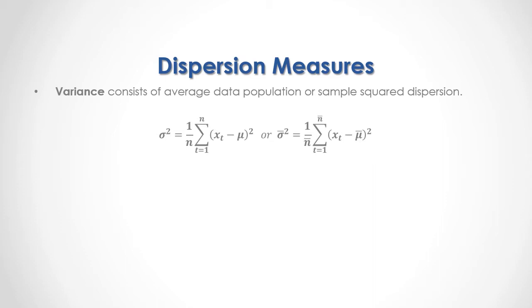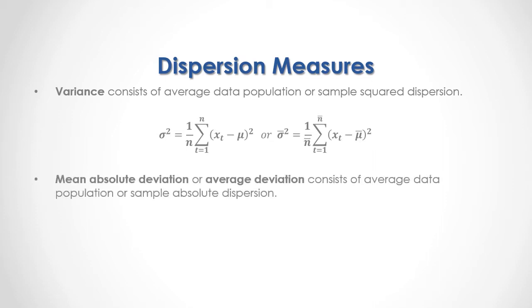To the right we have the sample variance, which is equal to 1 divided by the number of observations within the sample multiplied by the sum from the first to the last of the difference between the data within the sample minus its arithmetic mean, and that result to the power of 2.